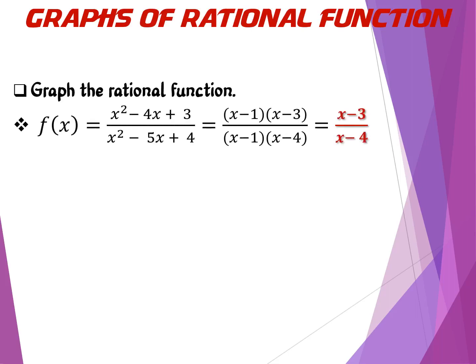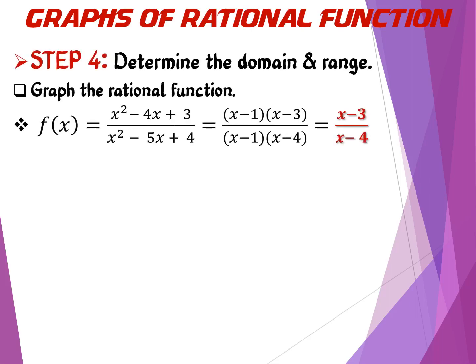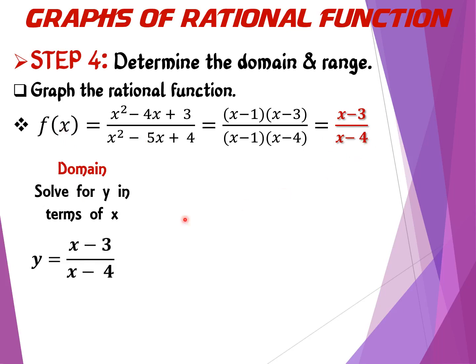Now, for step number 4, we're going to determine the domain and range. Since this is not a set, we cannot easily determine the domain and range, but we will be solving for this one since it is a function. So, to find the domain, all we have to do is solve for y in terms of x. We'll be using the reduced function y is equal to (x minus 3) divided by (x minus 4). This is already y in terms of x, so we don't need to solve this one. We will simply determine the domain.